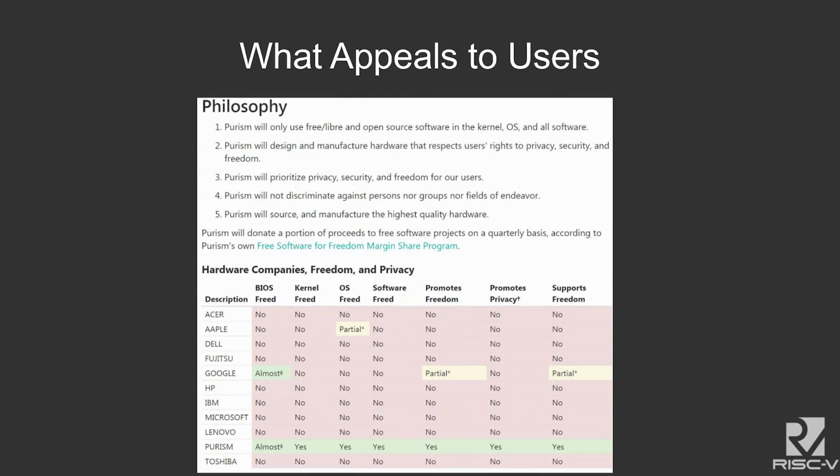And these guys were very unabashed about creating marketing slides. They had philosophy slides. Purism will only use free, libre, and open source software in the kernel, OS, and software. They'll design and manufacture hardware that respects your rights. They're going to prioritize privacy, security, and freedom. They're not going to discriminate against people, and they only source and manufacture the highest quality hardware. And they have this very marketing-style table of everyone's no on BIOS-free, kernel-free, promotes freedom, with names across the side like Microsoft and Dell and Fujitsu. And hey, look, Librem is the only one that can actually hit all these points.